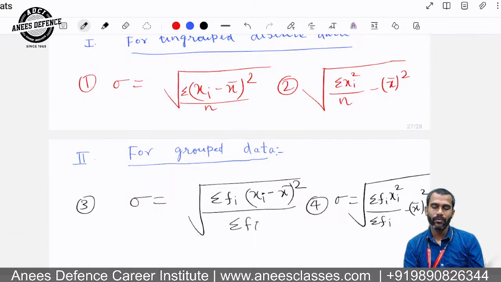The first one you already know. This is the definition only, and then when you expand, you'll get the other. I hope it is clear.